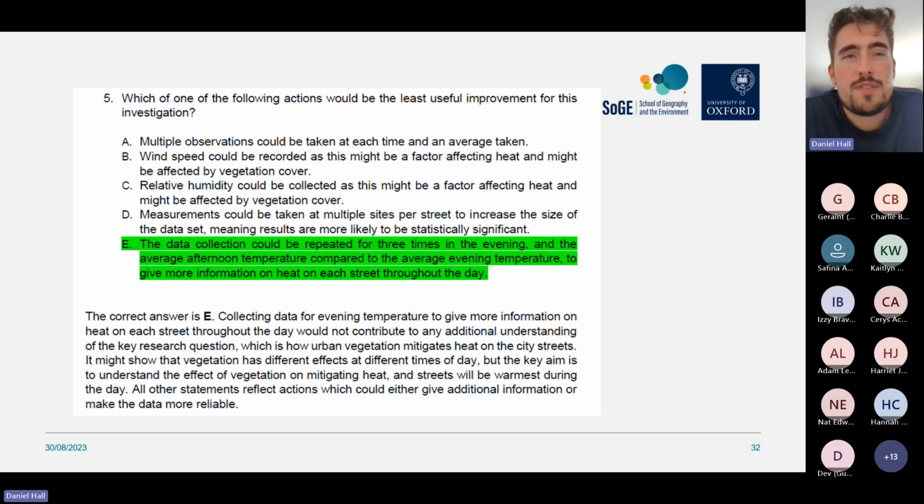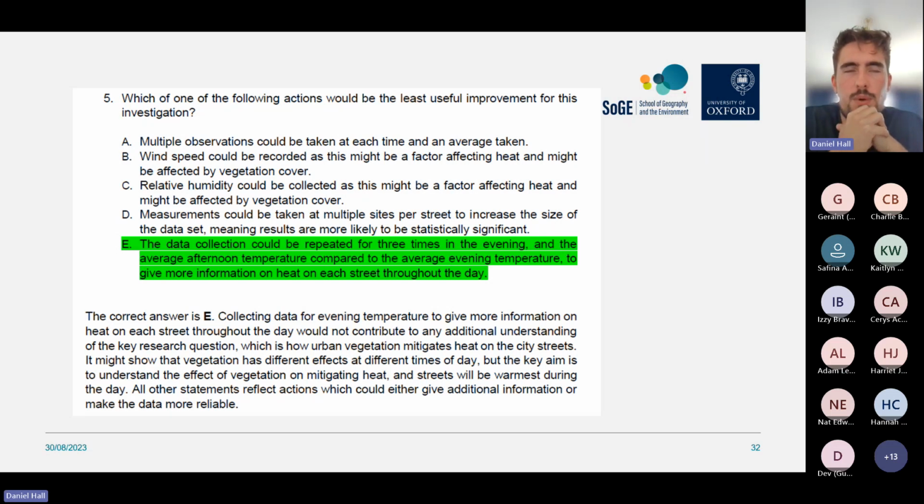streets. So it might show that vegetation has different effects at different times of the day, but the key aim is to understand the effect of vegetation on mitigating heat, and streets will be clearly warmest in the day. So all of the statements reflect actions which could give some additional information or make the data more reliable. So those are the five questions from that subsection.